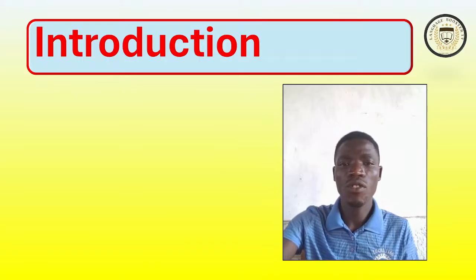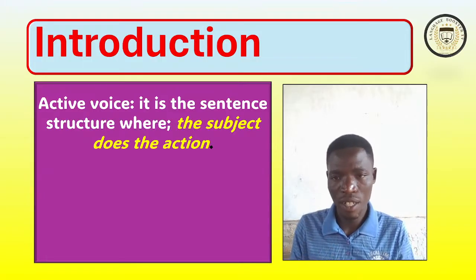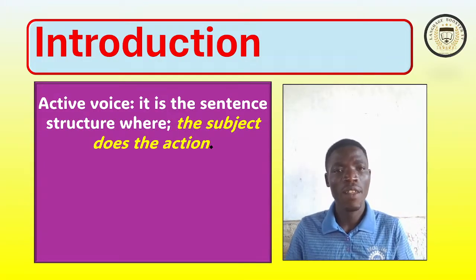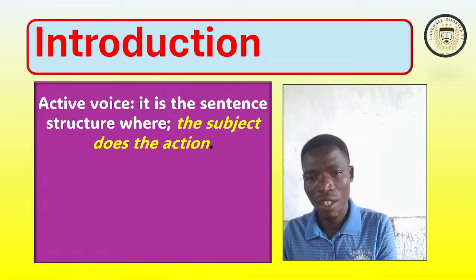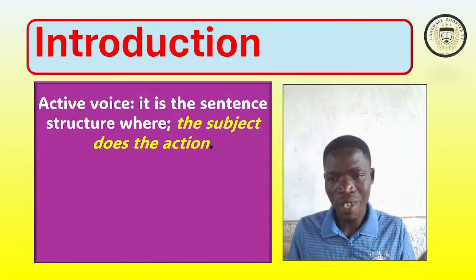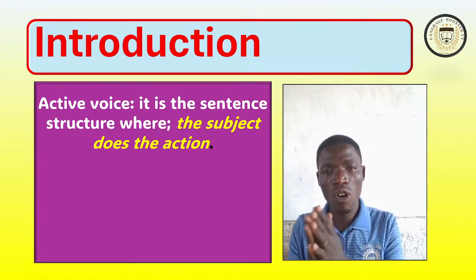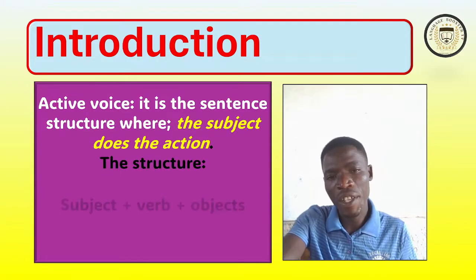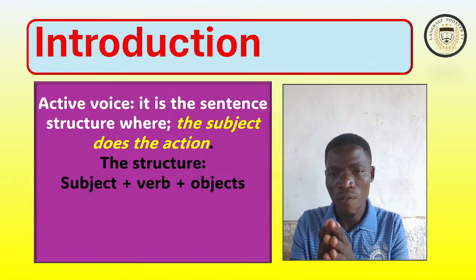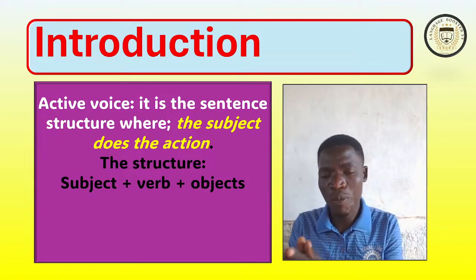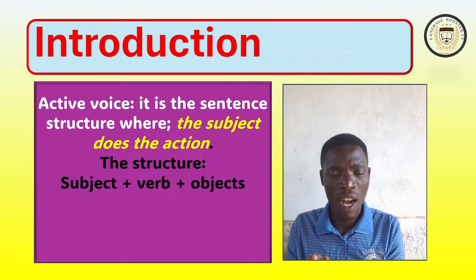Just as an introduction, dear students, active voice is a sentence structure where the subject does the action. It is the normal structure of the sentence in general, where the subject starts, then the action, then the object. So before we go to passive voice, the structure of active voice is subject, verb, and object. The verb contains the action, and the object is the affected. In other words, there is the doer, the action, and the affected.